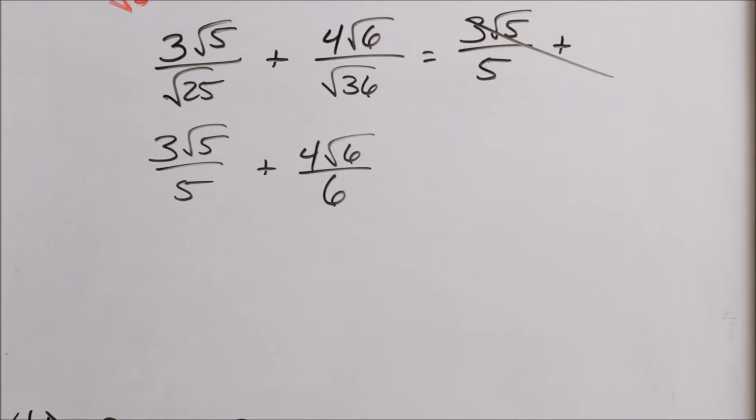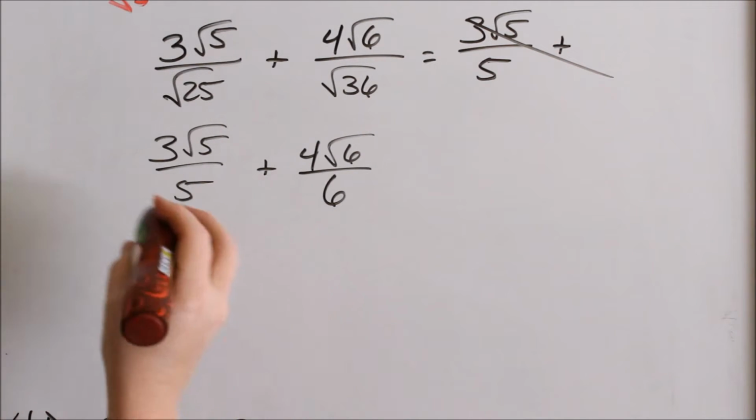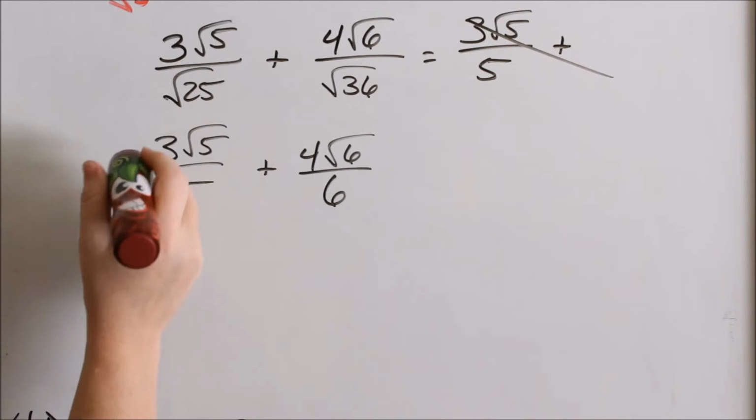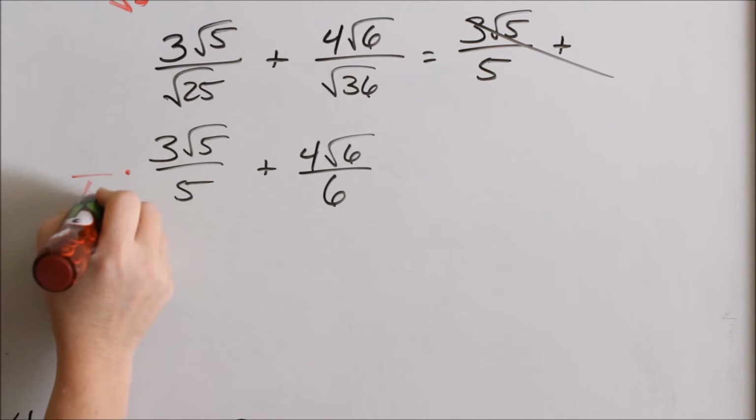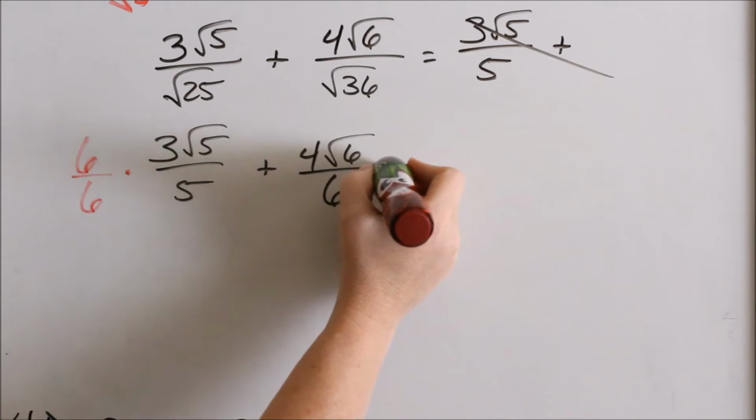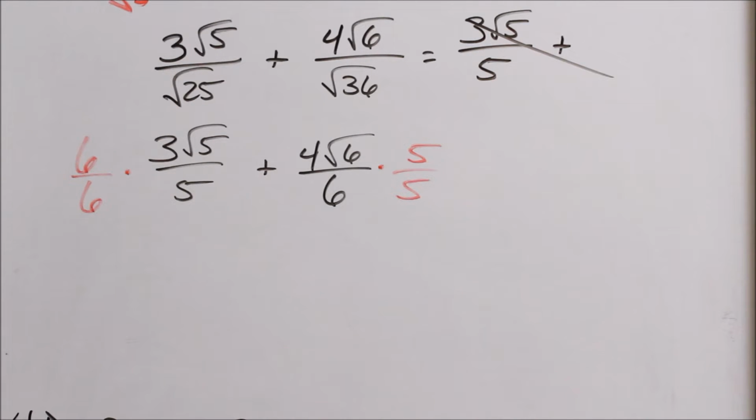Now the next step is to make a common denominator. We are adding fractions. When you add fractions, you make a common denominator. What will our common denominator be? 30. So, which means I need to multiply this by 6, but I also have to do the numerator. This one over here, I have to multiply by 5 to get a common denominator.